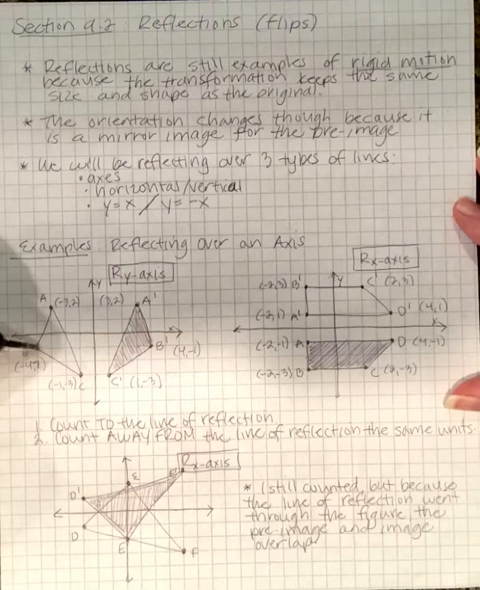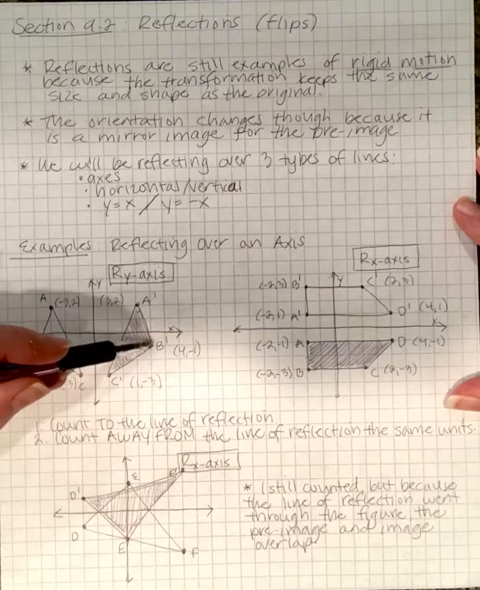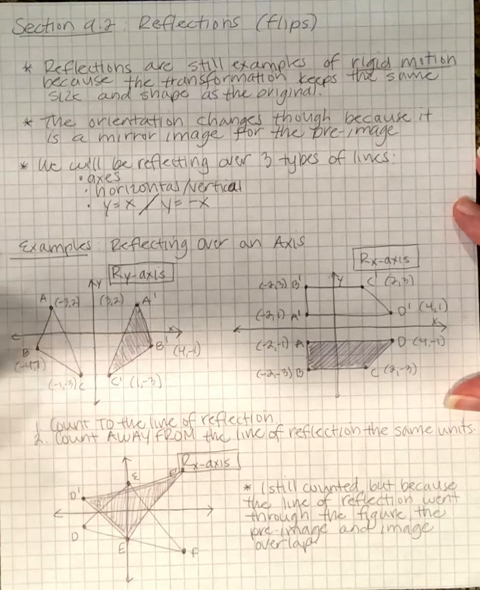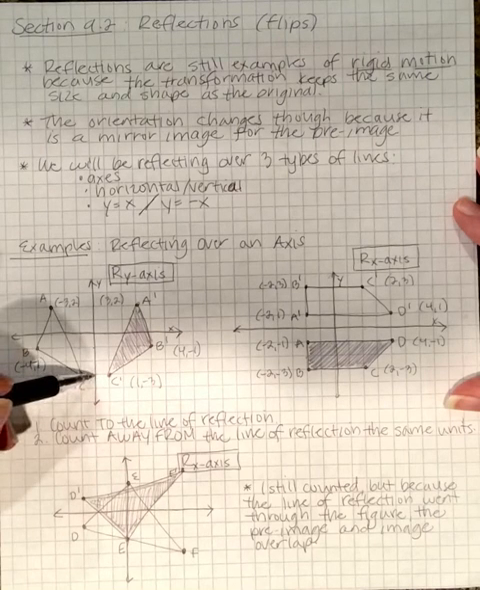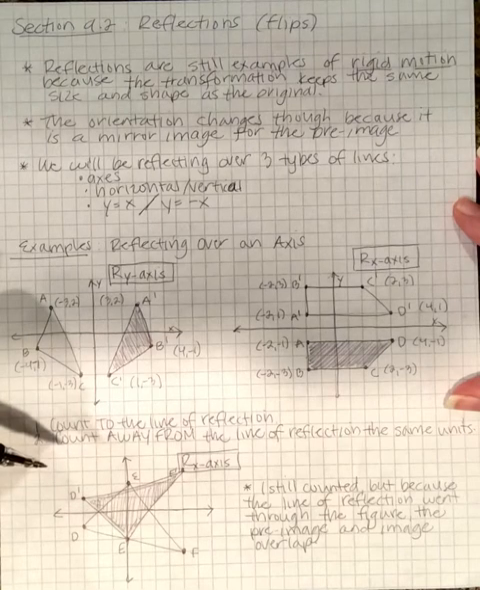B is the same thing. 1, 2, 3, 4. 1, 2, 3, 4. And there's B prime. C was just 1 unit, so 1 unit this way. And there's my C prime.